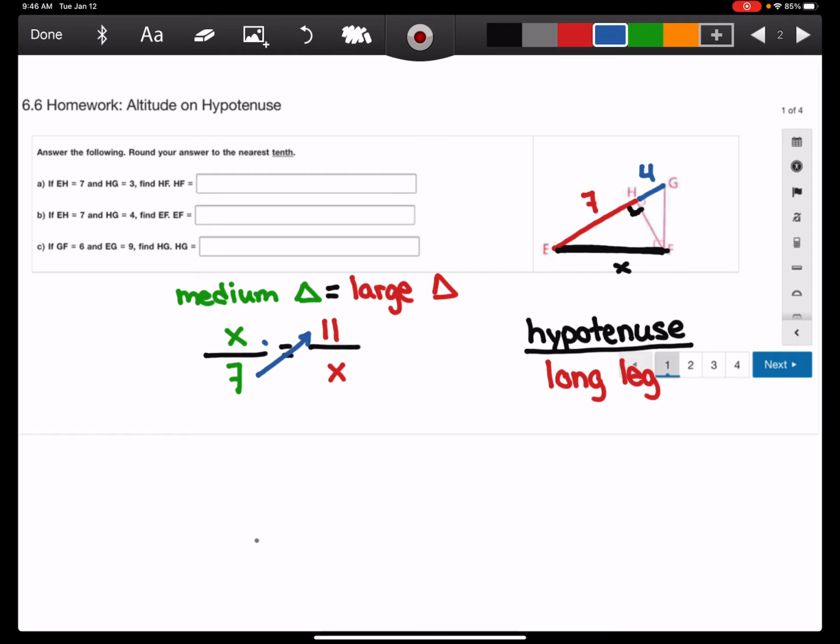If I cross multiply, we get x squared equals 7 times 11, which is, of course, 77. And then we're going to take the square root of 77 to get rid of that square. And that will leave us with x is equal to about, let me go ahead and change that. It's not exactly, but it's about 8.8. Again, we're rounding to the nearest tenth once again. So therefore, for letter B, EF is equal to 8.8 units. All right, so that's our second one.